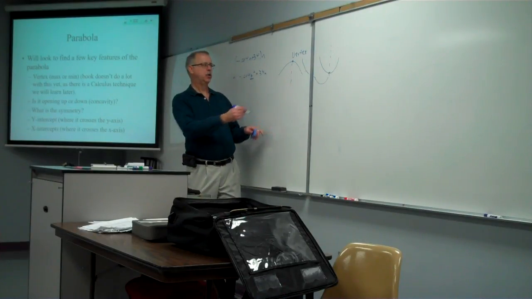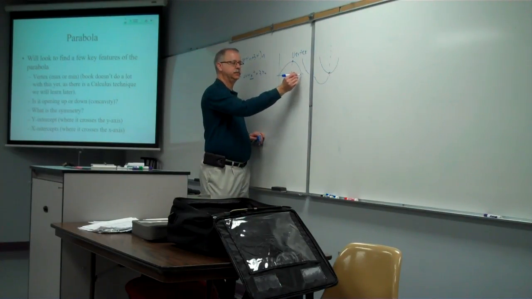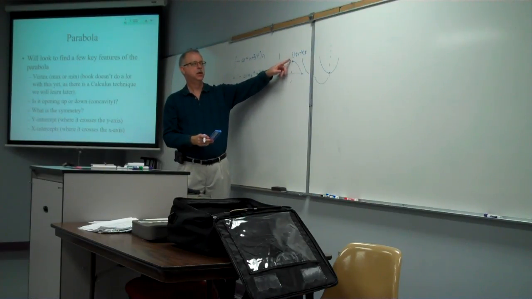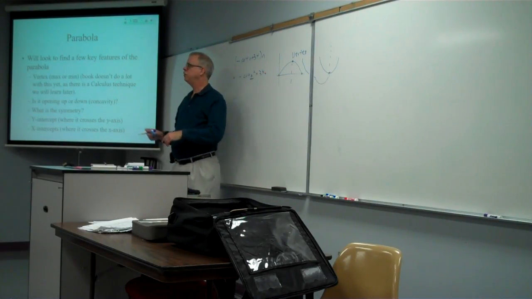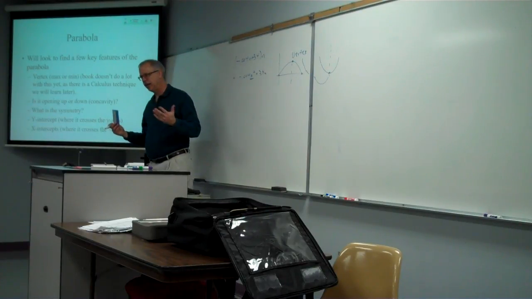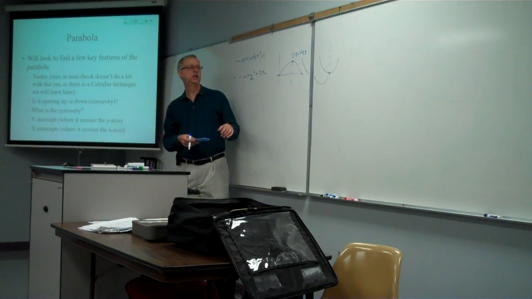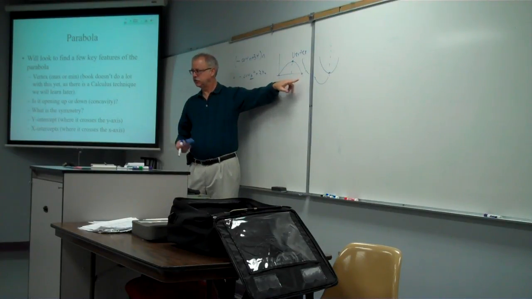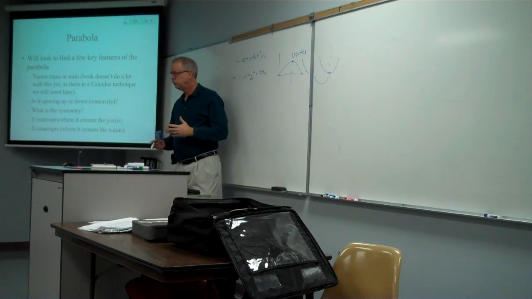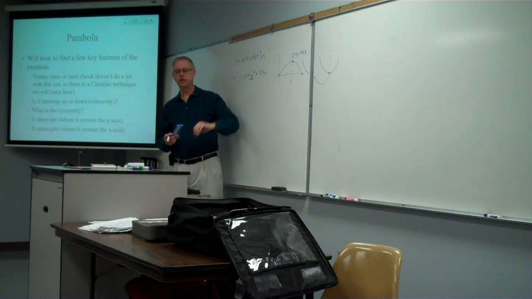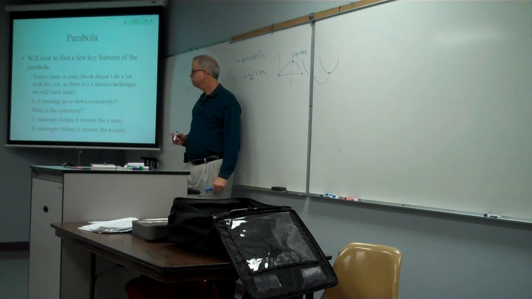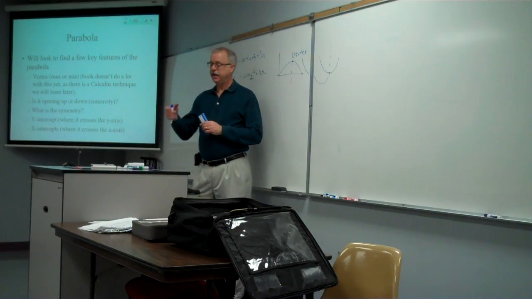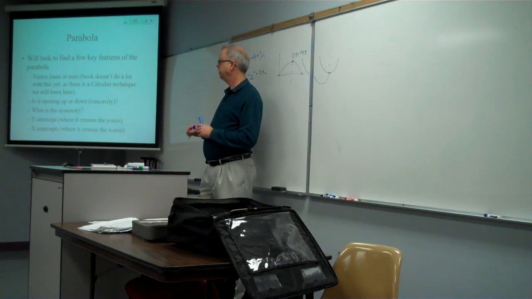In our revenue example, we were most interested in where we have the maximum revenue, but we'd also be interested in where the revenue would be zero. In that case, we don't sell any shirts, don't charge for any of the shirts, that's where the revenue was zero. Those would be places we'd be interested in figuring out. So we're going to be looking to study parabolas in a way, can we figure out that information?